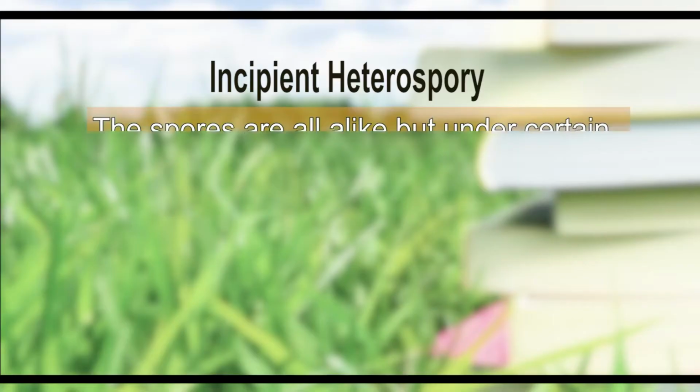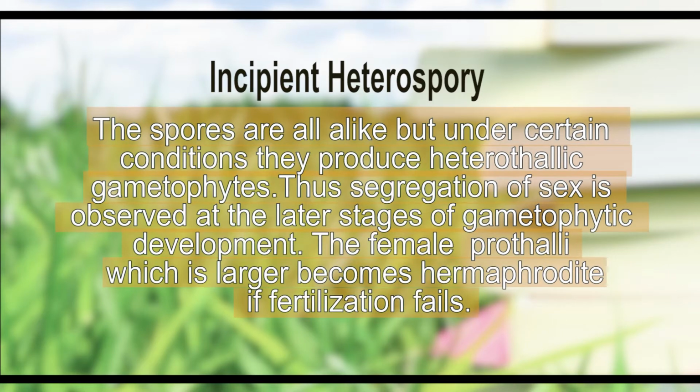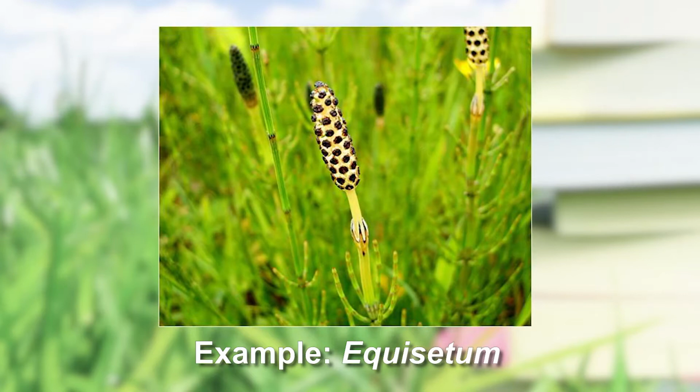From the homosporous condition, a second event took place known as incipient heterospory. It is regarded as an intermediate between the homosporous and the heterosporous condition. In this incipient heterospory, the female prothalli, if they remain unfertilized, act as male prothalli. This is seen in Equisetum.